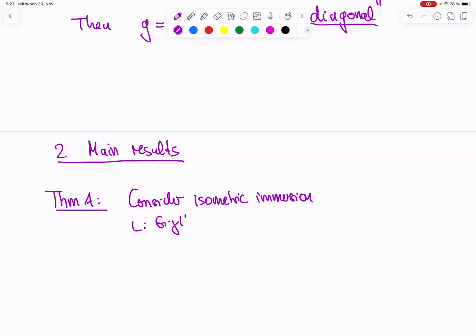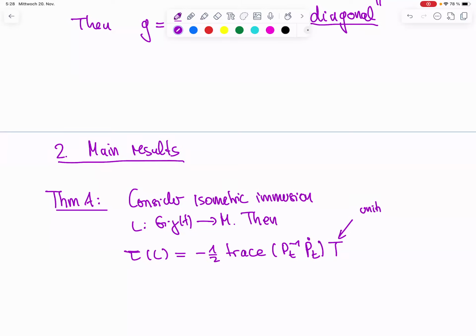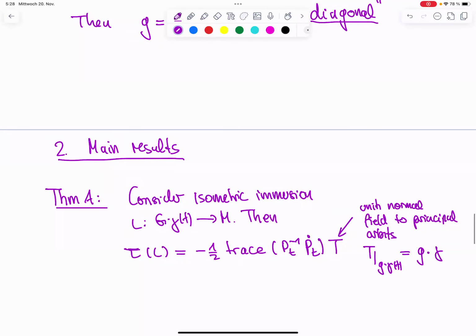iota of the principal orbit into M, and we want to examine this one for biharmonicity. Then the tension field tau of this isometric immersion is minus one half of the trace of P_t inverse P_t dot times T. So this T is the unit normal field to the principal orbits, given at gamma(t) by T at G dot gamma(t) is G dot gamma dot(t).